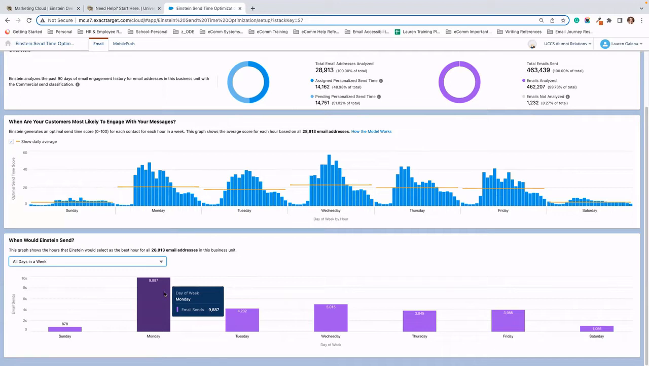So if you're in your business unit, take a look at the send time optimization, and you can either put it in the chat, or if you want to come off mute and share, let us know what is the best time to send an email on Tuesday when you're looking at your business unit.